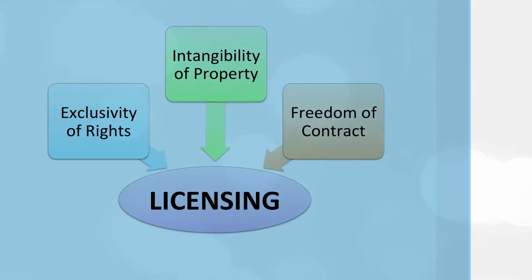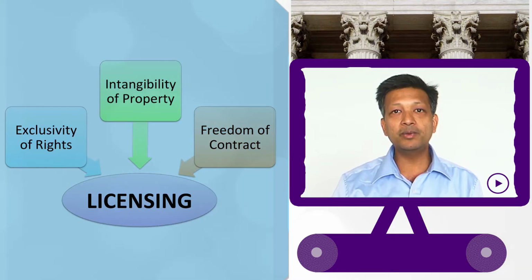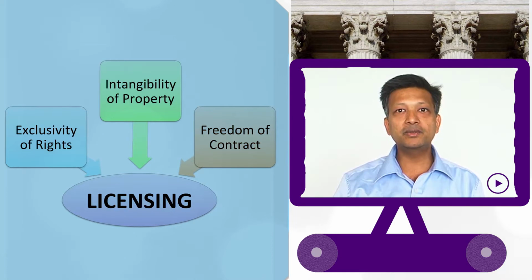So, we can look at this aspect of exclusivity from one angle, that means the restrictive angle that gives the owner a right to exclude others. But the other aspect of this exclusivity is that the owner has the liberty, has the freedom to invite all others to partake in the exploitation of his intellectual property. Thereby, he will be allowing others, permitting others to participate in the exploitation process and also earning for himself some remuneration. So, this aspect of exclusivity really aids the licensing activity.